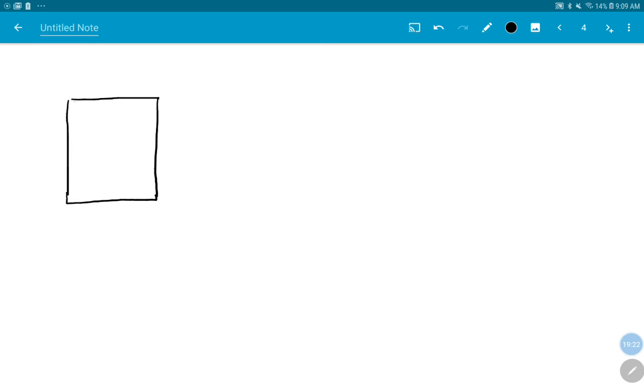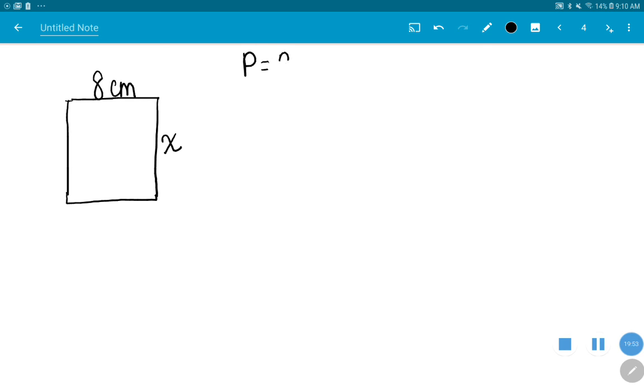I'm going to tell you that this rectangle has a length of 8 centimeters. I don't know the width, so I'm going to use the variable x to show what's unknown.